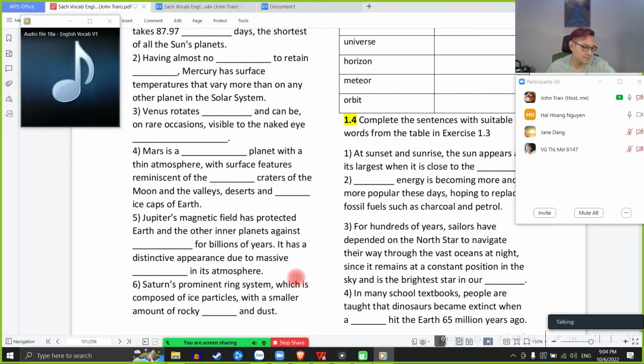Saturn is also a gas giant. Its most famous feature is its prominent ring system, which is composed of mostly ice particles, with a smaller amount of rocky debris and dust. It has at least 82 moons and there are hundreds of moonlets in its rings. Saturn's largest moon, Titan, is the second largest in the solar system.